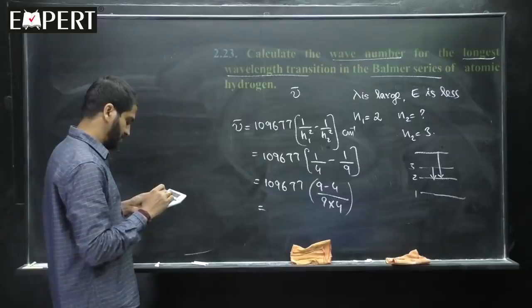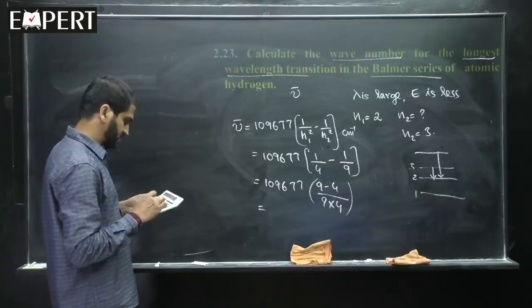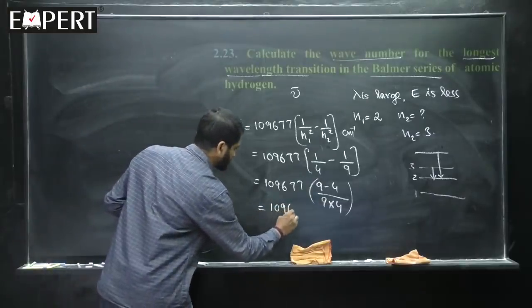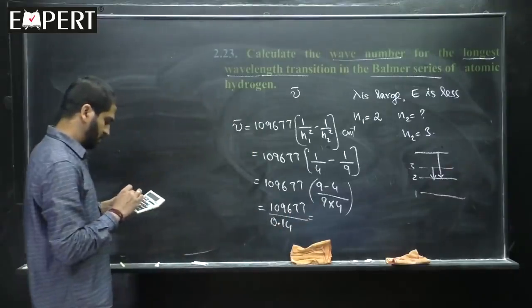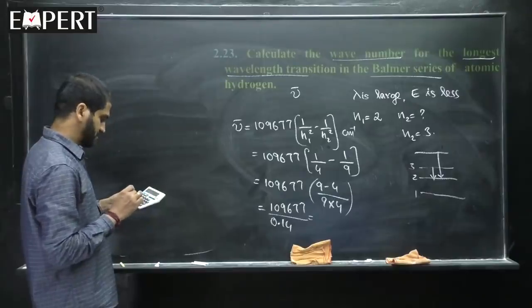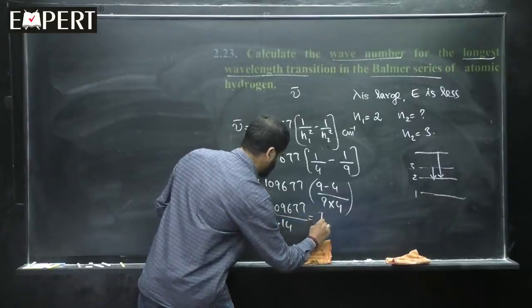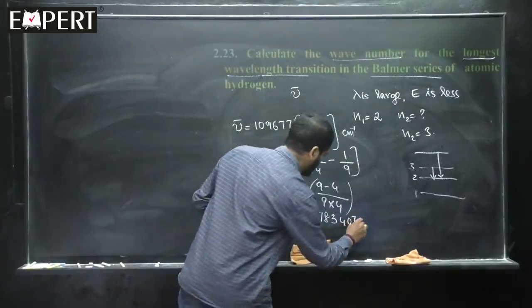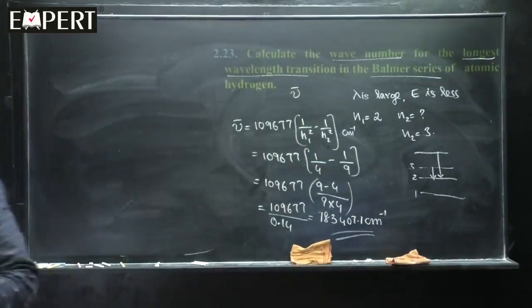Calculator says 9 minus 4, obviously it is 5, divided by 36, which is equal to something, correct. It would be 0.14. So 109677 multiplied by 0.14 is equal to how much will I get? 783,407.1 per centimeter. It can also be in per meter, no problem. I don't know what answer is given for you.